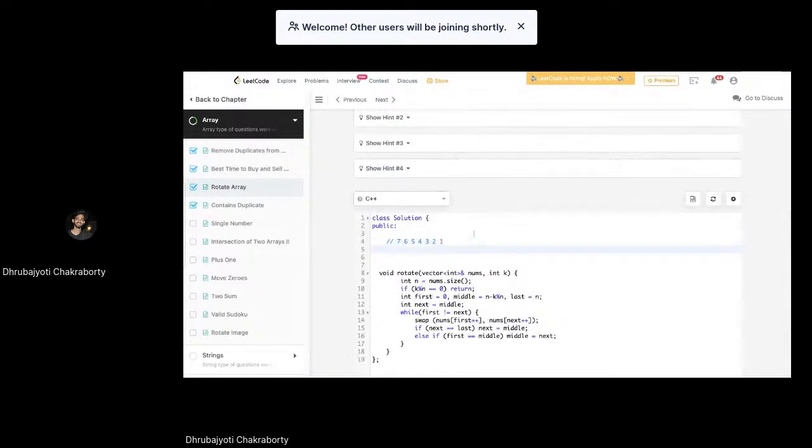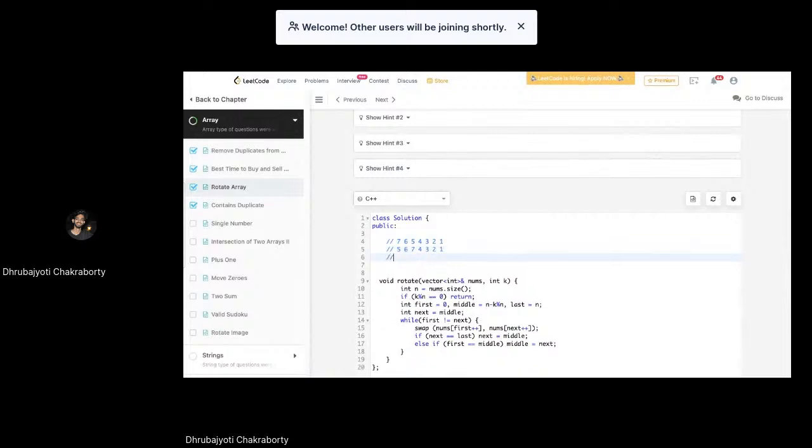Now what I'll do is I'll find out what my k value is. My k value is 3, right? So I will go here, calculate the three positions and reverse them individually. So now I have 5, 6, 7, right? And after this step, our array becomes 5, 6, 7, 4, 3, 2, 1.